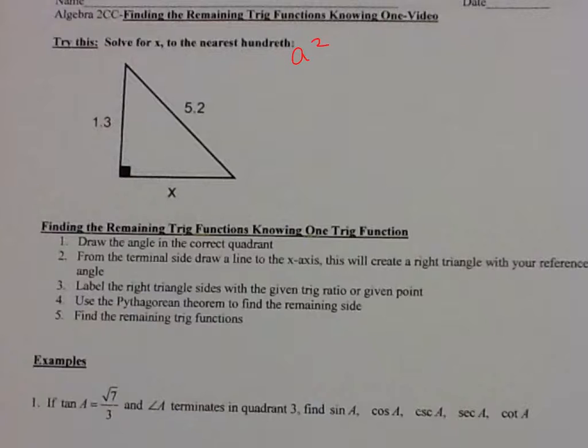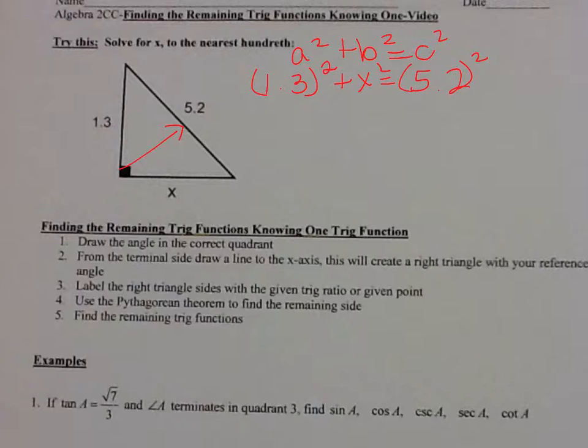So that would be a squared plus b squared is equal to c squared. All right, so remember, c is your hypotenuse, and the hypotenuse is always opposite the right angle, so 5.2 is your c. So I have 5.2 squared. It does not matter what you plug in for a and b because addition is commutative. So I have 1.3 squared plus x squared is equal to 5.2 squared.